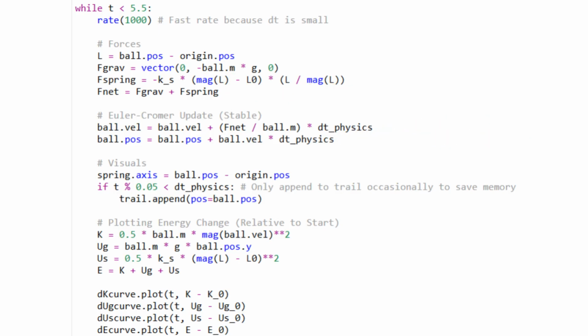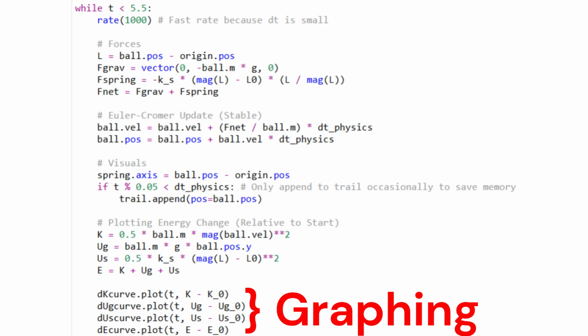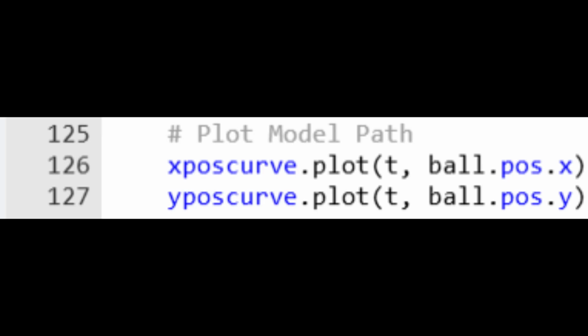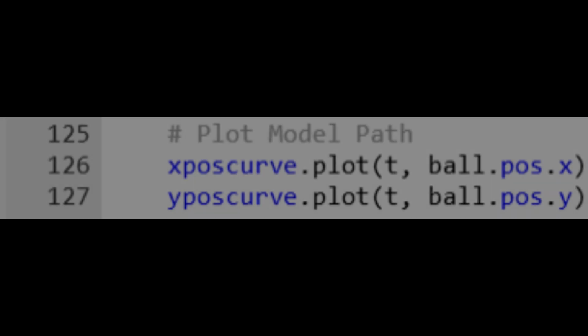Keep in mind that this variable called dt physics is the same thing as delta t declared later, just expressed using a different variable name. These lines calculate the kinetic, gravitational potential, and spring potential energies along with the total energy. These lines graph these values onto energy time plots, which will be used for result analysis later. These lines plot the position of the ball onto the position time graphs as well.